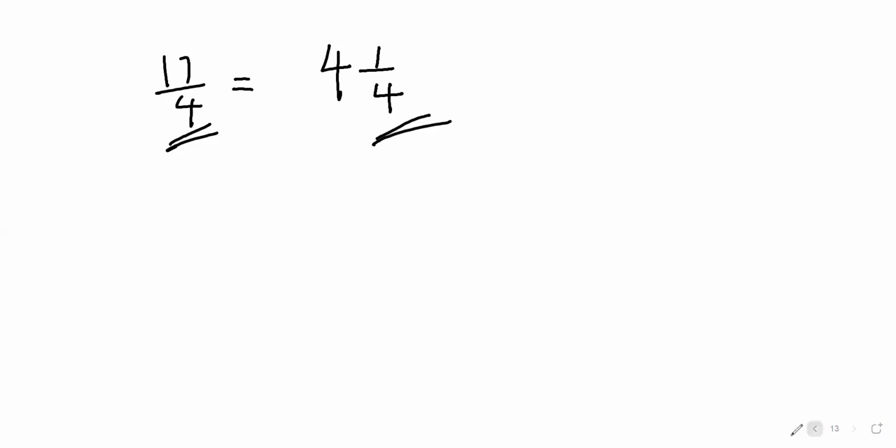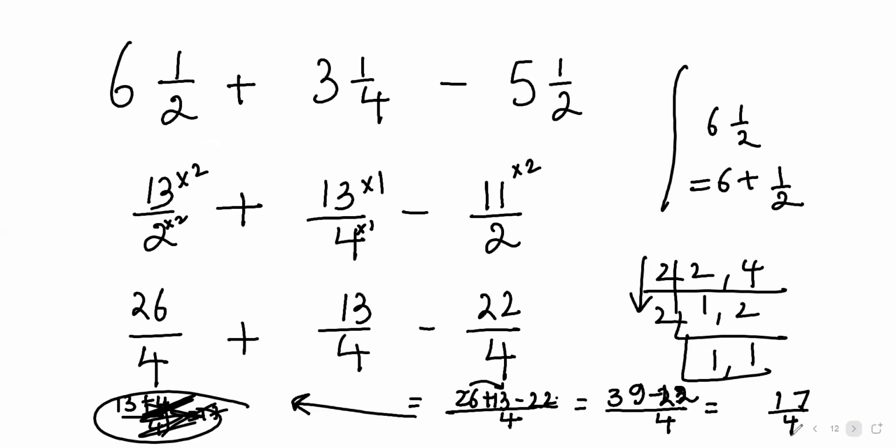See, 17 by 4. In ICSE, mostly they expect you to convert it to a mixed fraction. You can leave it at 17 by 4 for now. But when you go to 8th, 9th, and even 10th, they want it in a particular format. Specifically, they say mixed fraction. Unless it's a ratio-based sum or something, it's usually advisable to put it into a mixed fraction. 4 4s are 16, 1 is the remainder, 4 is the denominator. Okay. So I hope up till here it has been clear to you.